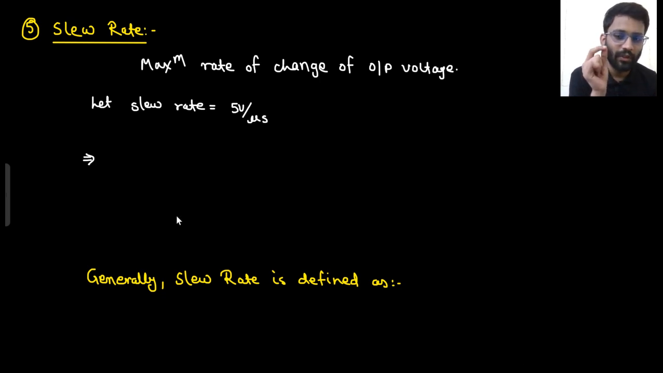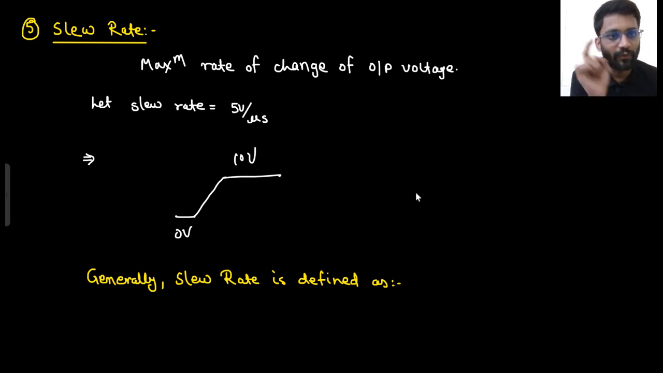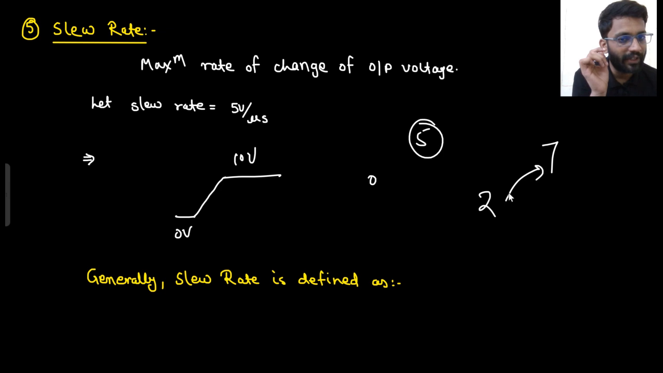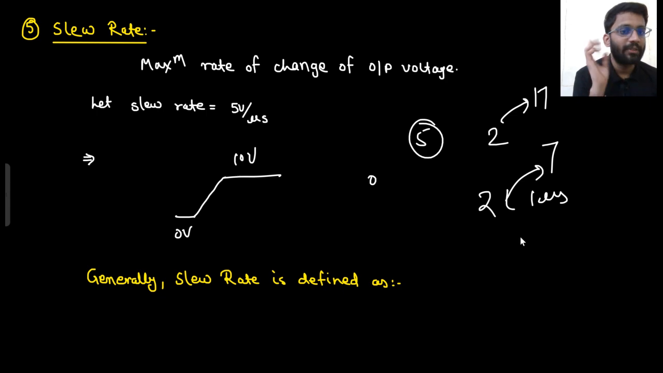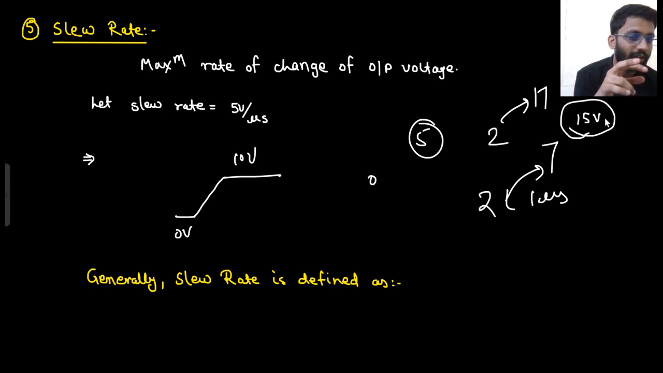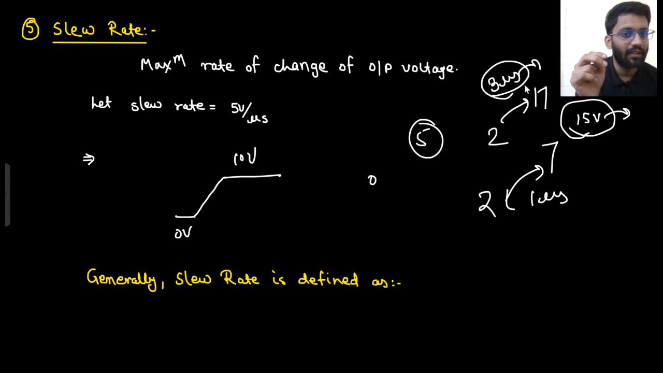Let's just say your output is going from 0 to 10 volt. So it will take 2 microseconds to go from 0 to 10 volt. Did you understand this point? It takes 1 microsecond for the output to reach 5 volt. From 0 to 5 it will take 1 microsecond. From 2 to 7, how much time will it take? 1 microsecond. From 2 to 17, how much time will it take? It is rising 15 volt. So if it is rising 15 volt, that means it would require 3 microseconds.